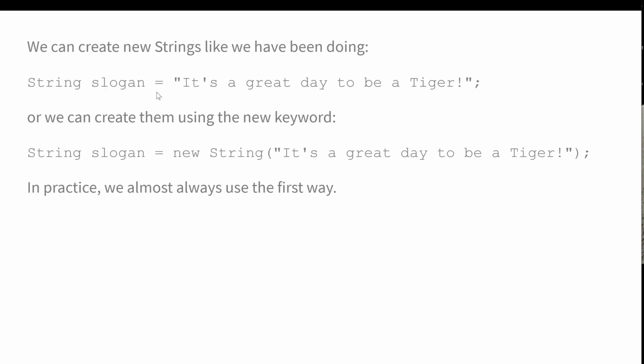So we can create new strings like we've been doing. Here's an example: string slogan equals "It's a great day to be a tiger." We just created it all on one line. Or we can create strings using the new keyword. This is how you would do that. In practice, we almost always do it the first way. I don't know who would do it this other way, but you needed to see it, so I showed it to you.